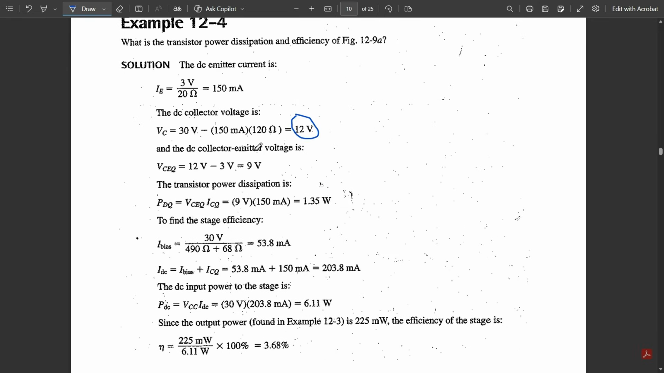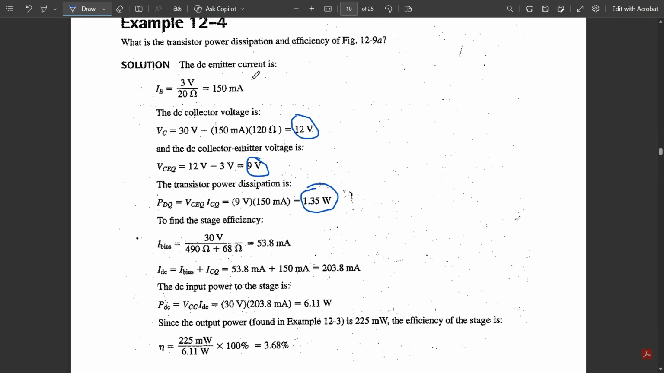And the DC collector to emitter voltage VCEQ is 12 volt minus 3 volt, that is VC minus VE. Okay, VC minus VE is VCE. So we will be getting 9 volt. Then the transistor power dissipation formula you already know, PDQ is equal to VCEQ into ICQ. VCEQ is 9 volt, and 150 milliamps is the collector current with respect to the Q point, because IC is equal to IE. So if you multiply it, you would be getting 1.35 watt as the transistor power dissipation.